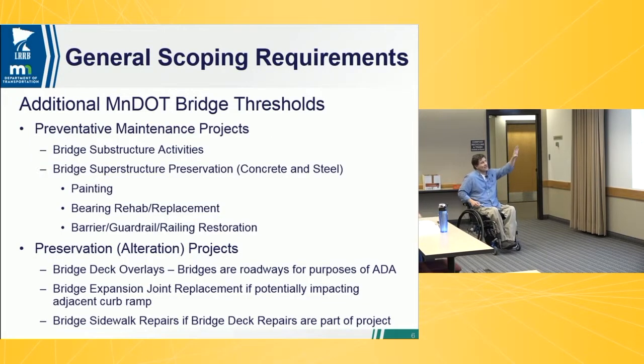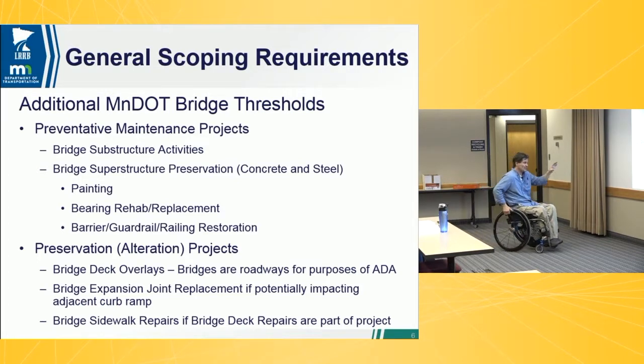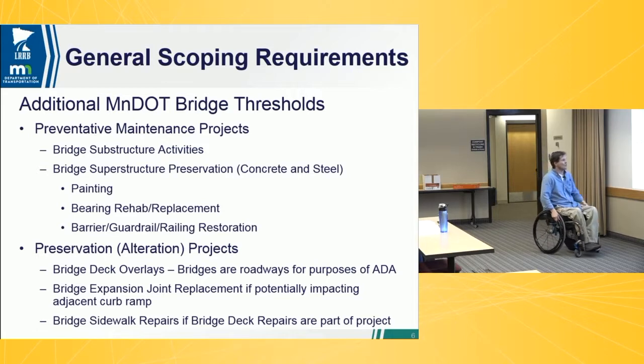So MnDOT also has thresholds for bridge projects, and this is derived from federal guidance as well. So preventive maintenance on a bridge project that wouldn't require curb ramp upgrades are bridge substructure activities, also superstructure activities such as painting, bearing rehabs, and barrier guardrail railing restorations would not require curb ramp upgrades. But there are alterations for bridges that do. So bridge deck overlays.